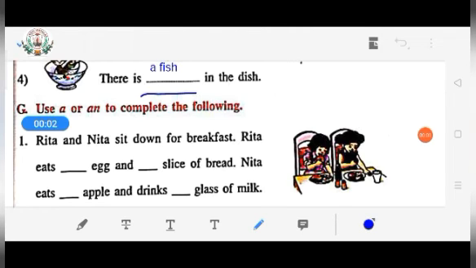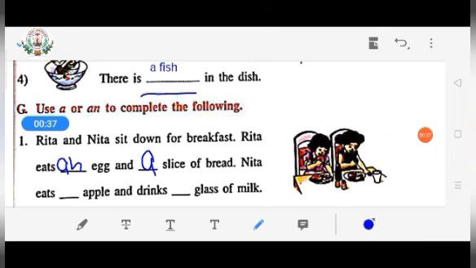Next one. G. Use a or an to complete the following. Question number 1. Rita and Neeta sit down for breakfast. Rita eats dash egg. The first letter of egg is E. E is a vowel, so we will put an egg and dash slice of bread. The first letter of slice is S, so we will put a slice of bread.